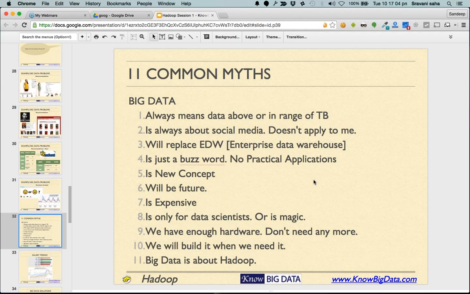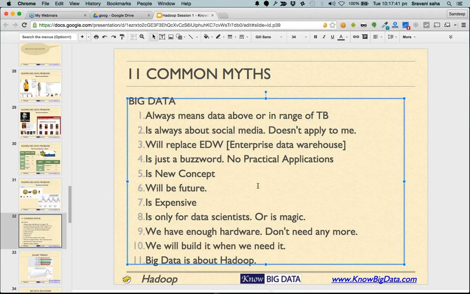Third is, will it replace enterprise data warehousing? Yes, it would replace it partly, but data warehousing serves multiple purposes. Part of the enterprise data warehouse would actually be solved using big data, while most of the data would continue to remain the way it was, because most relational data is very difficult to handle with any of the big data tools.